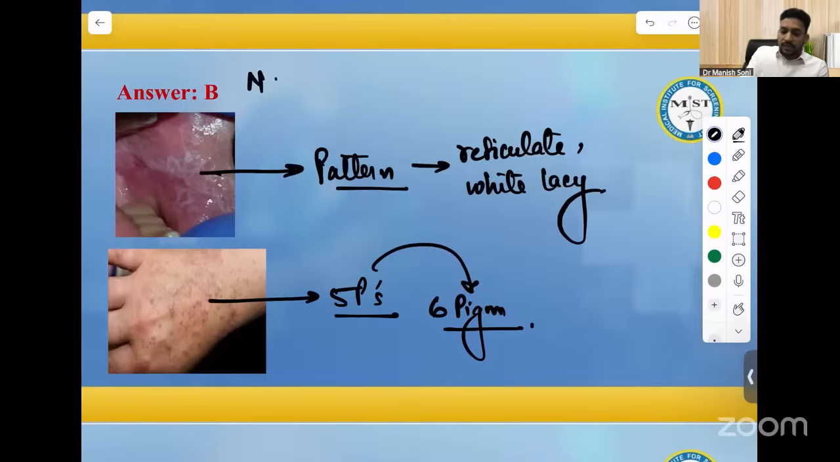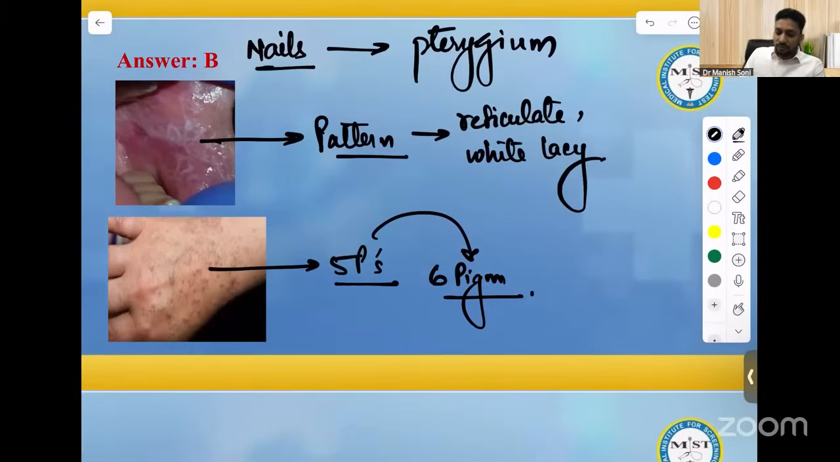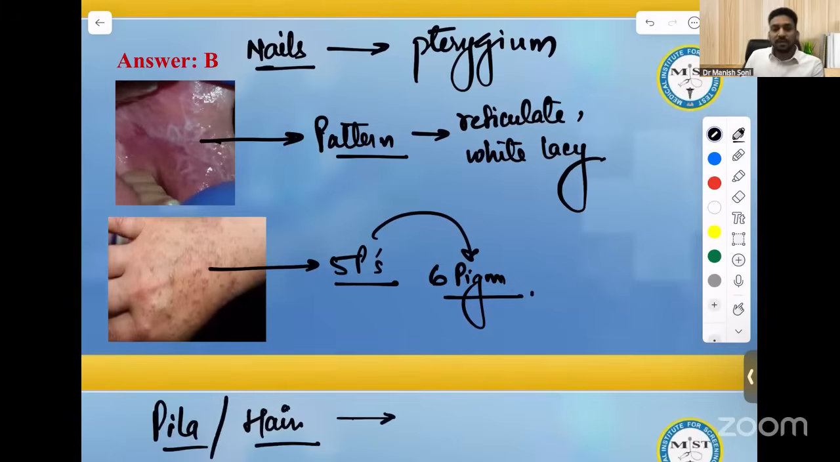If you look at the nails, another P is seen, that is pterygium. And if you examine the hair follicles, that is pila. Pila means hair follicle. You will get hair loss. Which type of hair loss? Scarring alopecia.